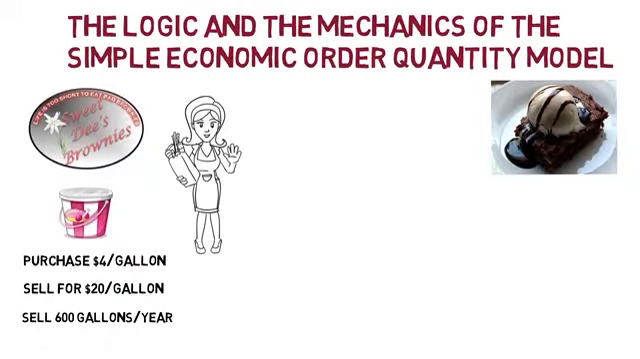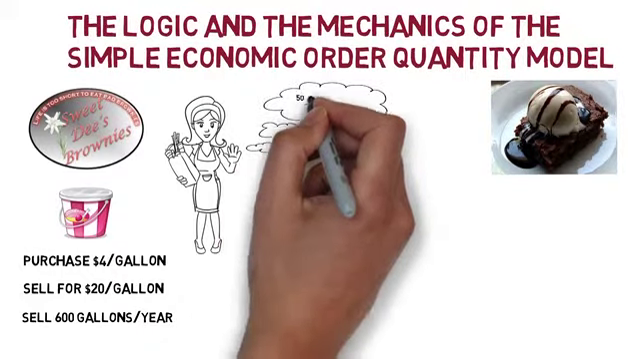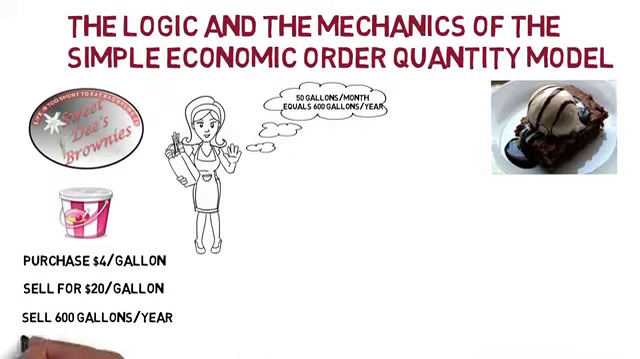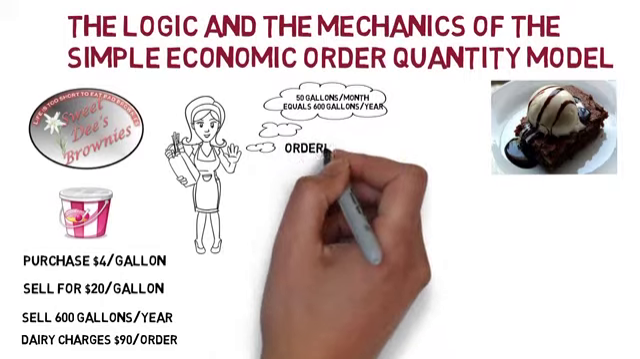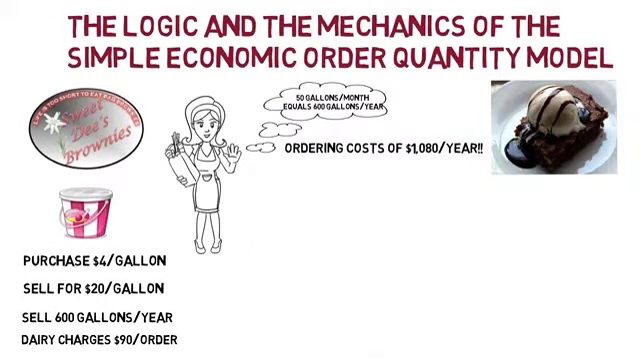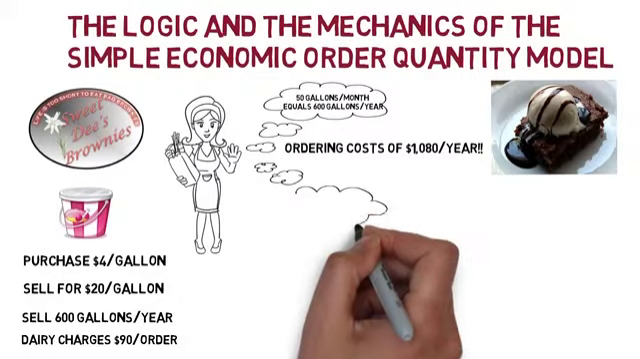Based on demand forecasts, she expects to sell about 600 gallons per year. At first, Kiana thought she would simply buy 50 gallons every month from the dairy. However, when she met with the dairy manager, Kiana learned that the dairy charged a $90 setup or ordering fee. Kiana was ticked. That added ordering cost would really eat into her profits. After all, at $90 per order, her total ordering cost for the year would be $1,080.